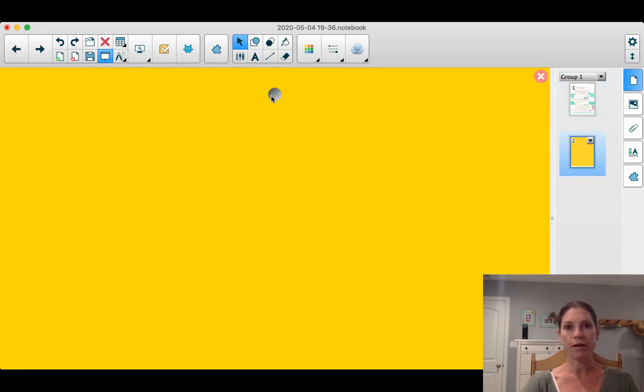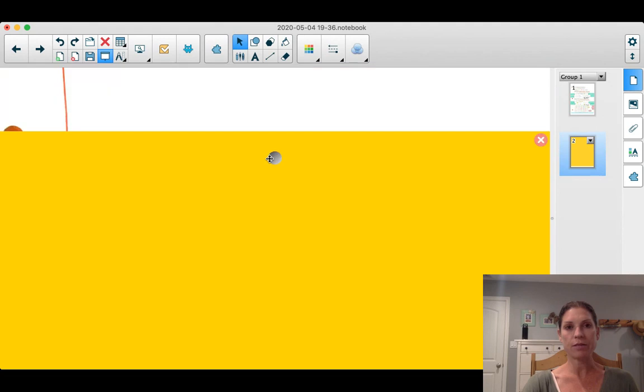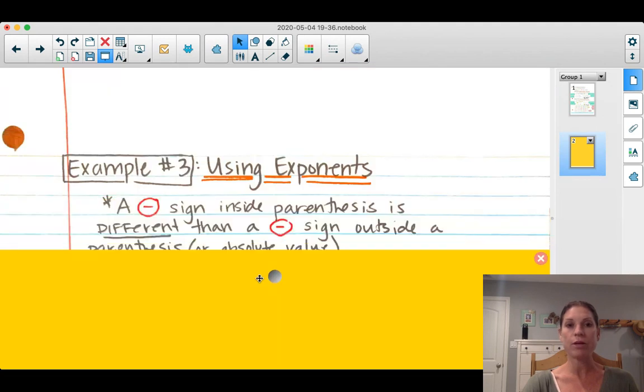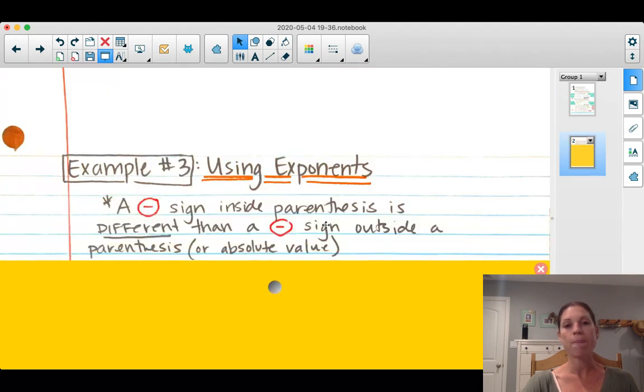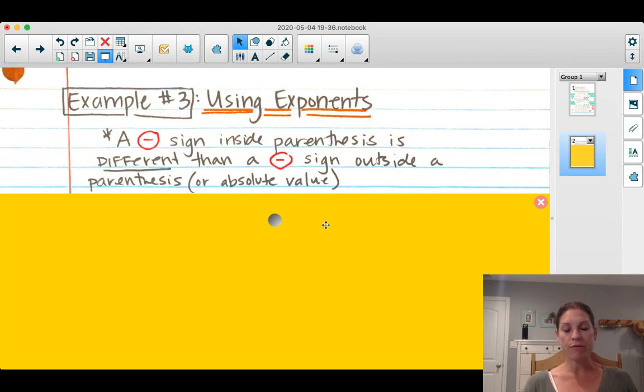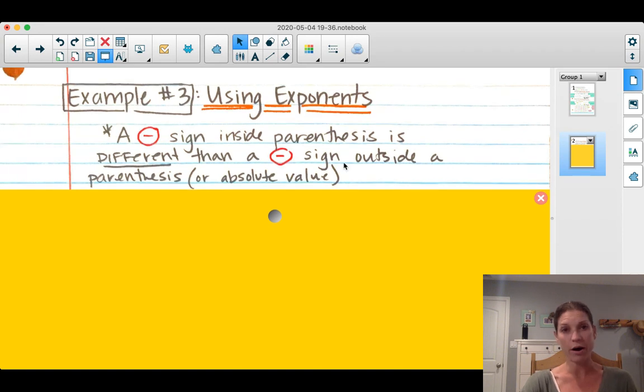All right. A couple other examples that I want to look at here are when you have to use exponents. So this kind of introduces the idea of what I was talking about before. A negative sign inside the parentheses is very different than a negative sign outside of parentheses or an absolute value symbol.